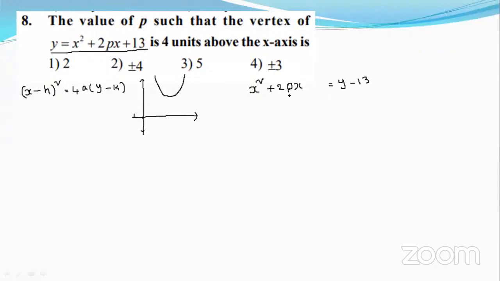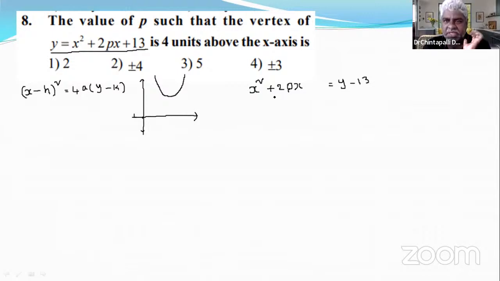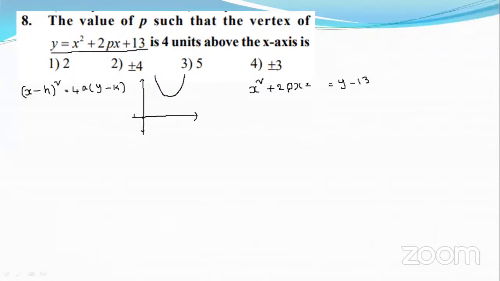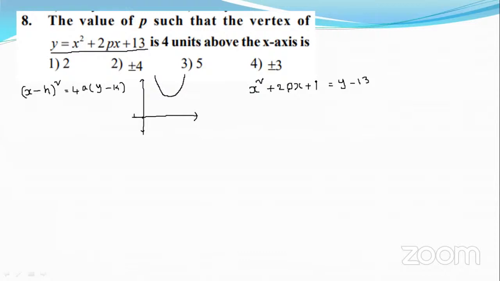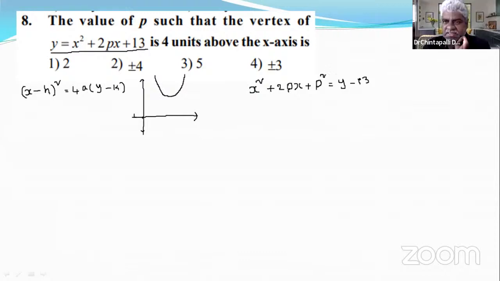We need one term to complete its square. a square plus 2ab is there. What is needed to complete its square? px square, a square plus 2ab plus b square. p square is needed. Just add p square on both sides. Can do it, right?